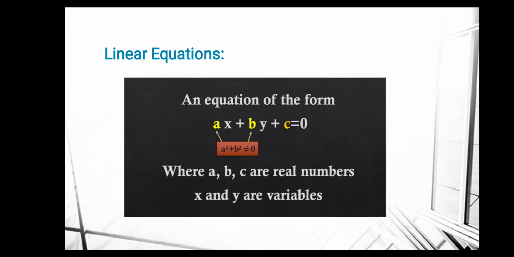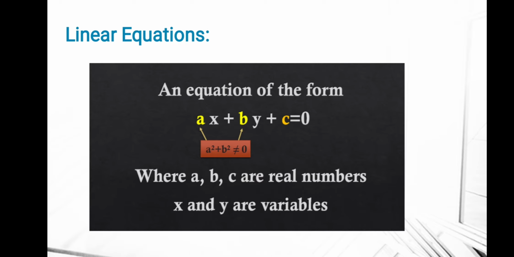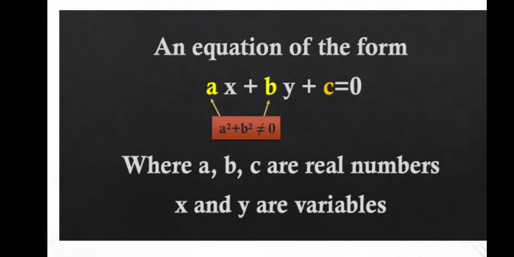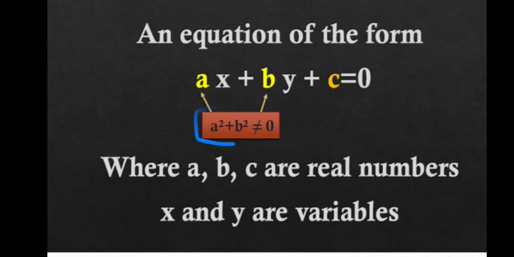Now, the first question is what a linear equation is. An equation in the form of ax plus by plus c equals 0 is said to be linear when it satisfies the condition that a squared plus b squared is not equal to 0, where a and b can't simultaneously be 0, and a, b and c are real numbers. Here x and y are variables. We can change the values of x and y. The values of x and y are not fixed here.